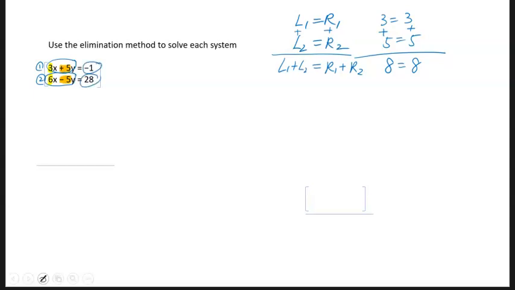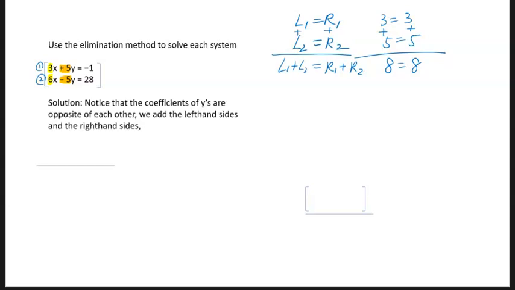And why do we do that? Notice that we have these two opposite numbers, positive 5 and negative 5. So let's see what happens if we add them. I take the first equation, 3x plus 5y equals negative 1, and the second equation, and we are going to line them up and add them. So this is what I did.